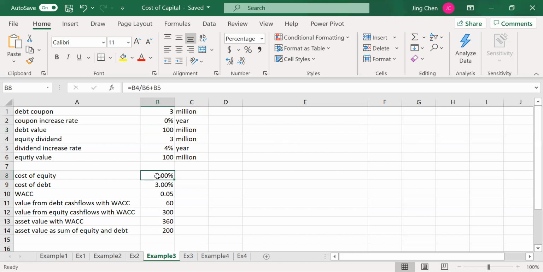And we can do the cost of capital, right? Our cost of equity. Cost of equity is the dividend yield plus growth rate, 7%. Cost of debt is the yield of debt. And we can calculate this WACC. And now we can calculate the value of debt cash flows discounted with WACC.